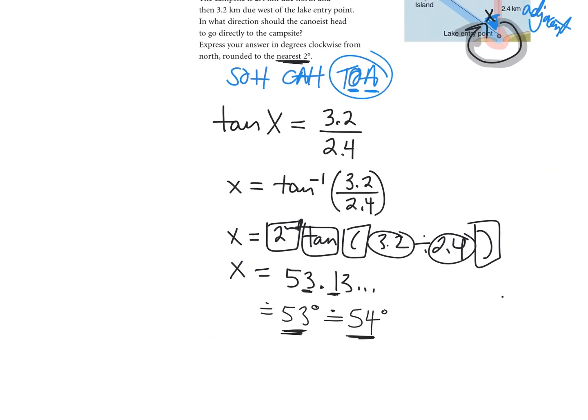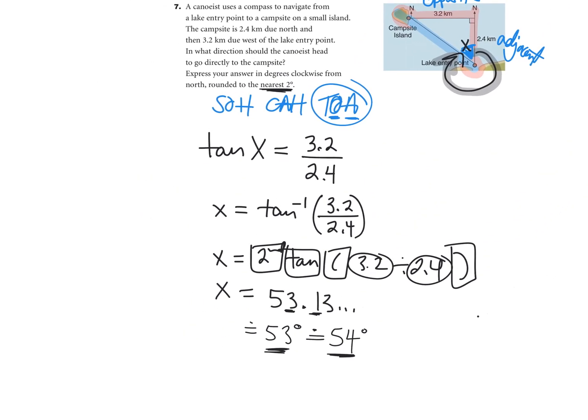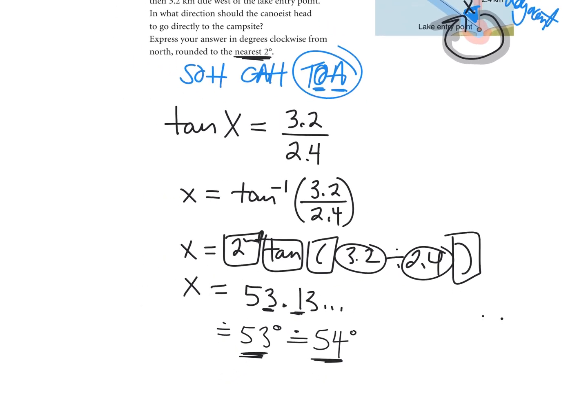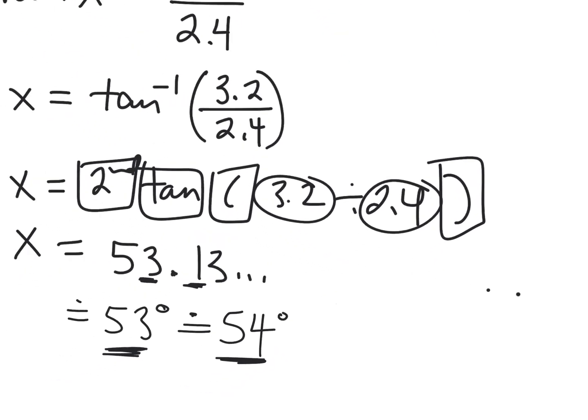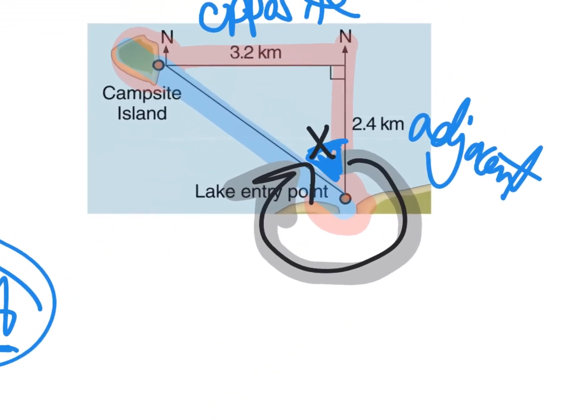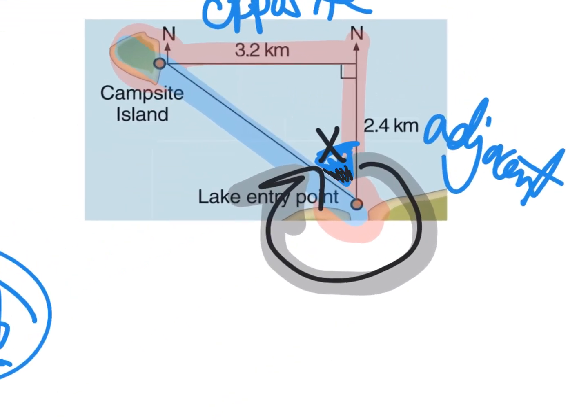Let me double check that here. Express your answer in degrees clockwise from the north, rounded to the nearest 2 degrees. So they want us to go 50, 52, 54, 56, 58, as if we're counting by twos. So this number, 53.1, is closer to 54 than it's closer to 52. So then we round it off to 54 degrees. So that's angle X on the inside. That's the internal angle. So let me zoom in again. That's this angle right here, the internal.